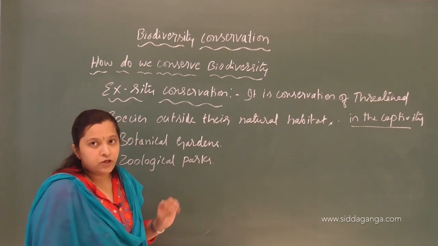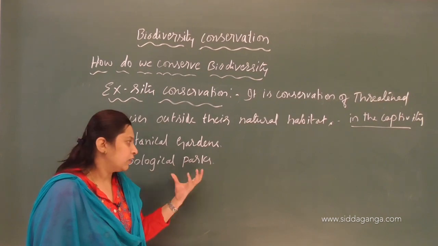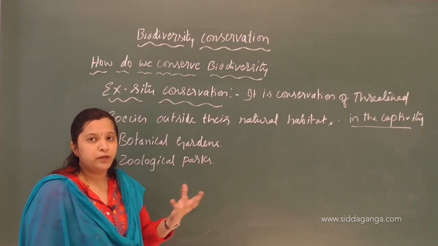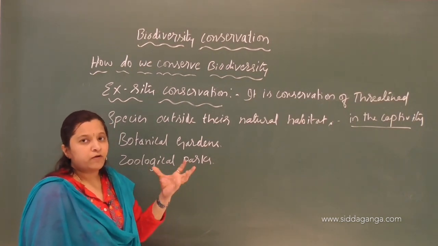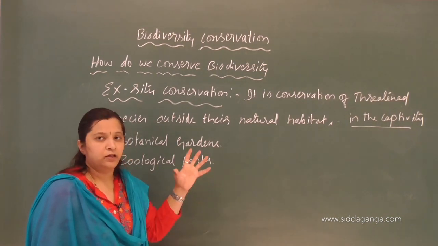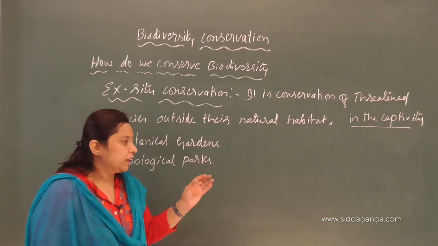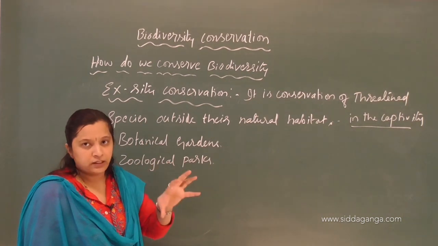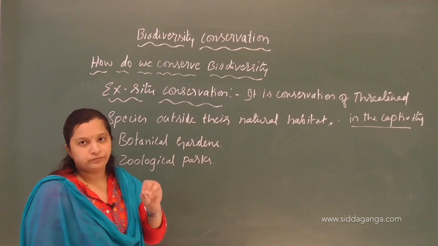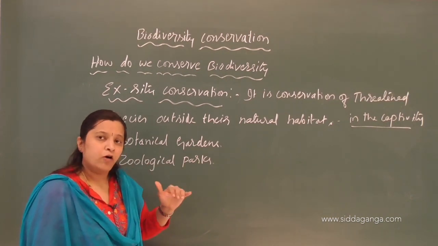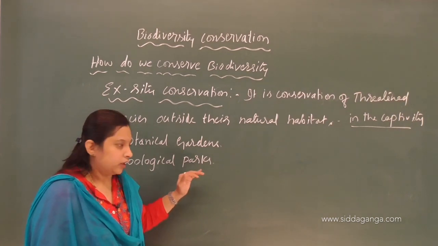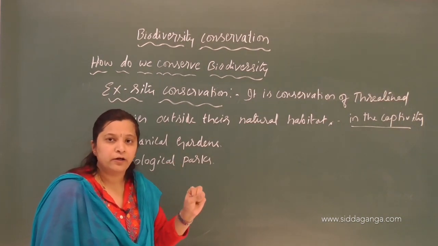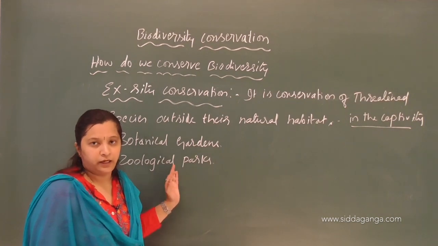Okay, and zoological parks. Zoos, you might have seen, are the places where animals are kept in a protected environment. Particularly the wild animals which are likely to become extinct in the future are protected. They are kept in a protected environment under human care. In a zoological park, the animals are given the same conditions as present in their natural habitat. So wild animals are protected in the zoological parks.